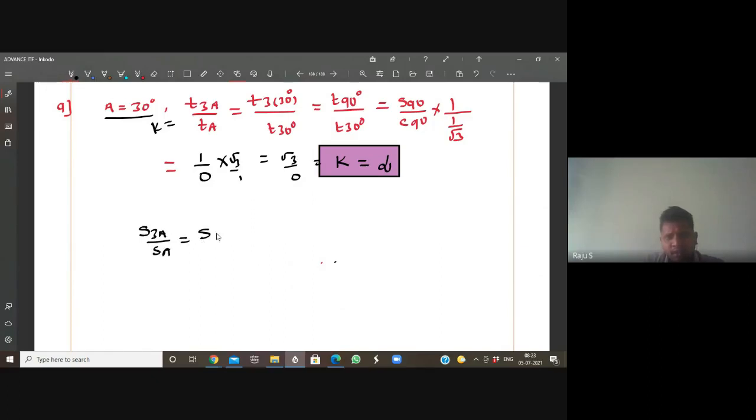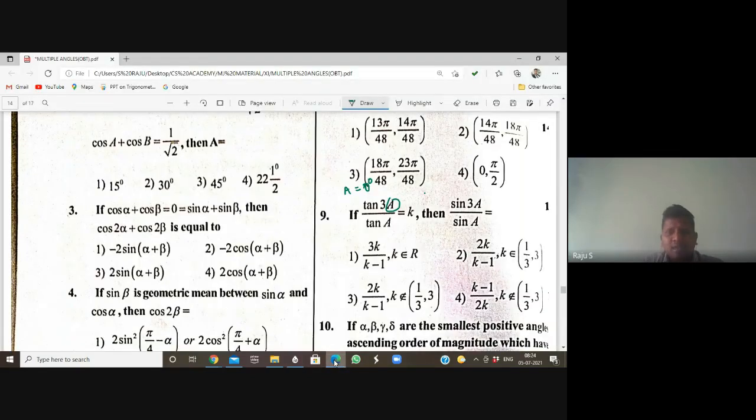Sine 3a is sine 90, am I right? By sine 30. So clearly it is 1 by 1 by 2, that is equal to 2. Given sine 3a by sine a as LHS, let us see the RHS. Which of the following options is correct?